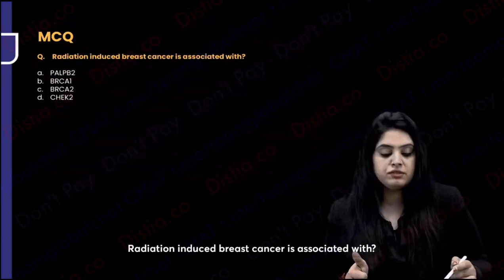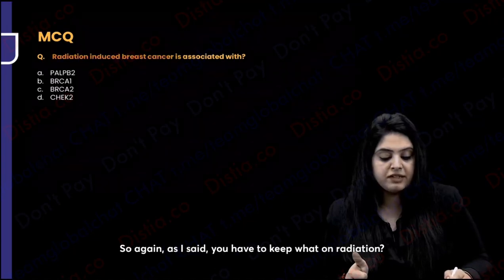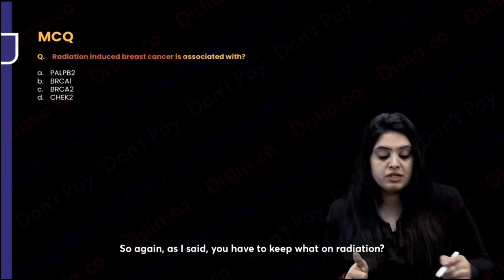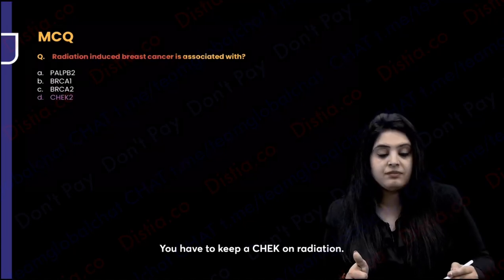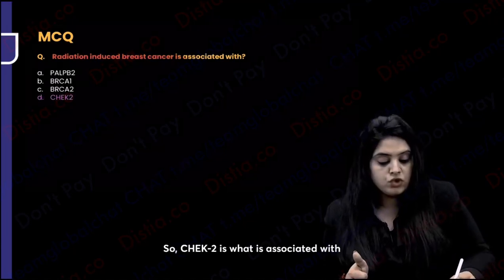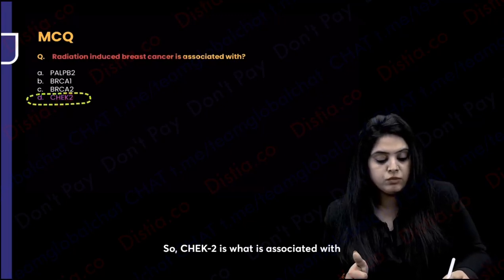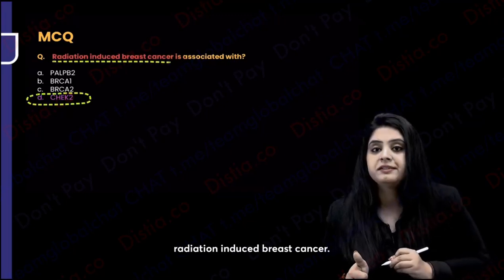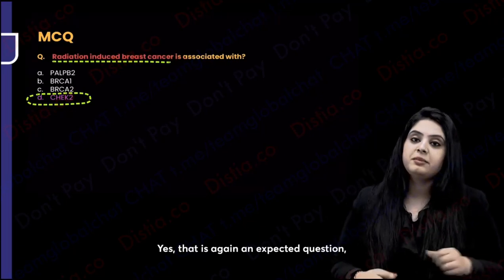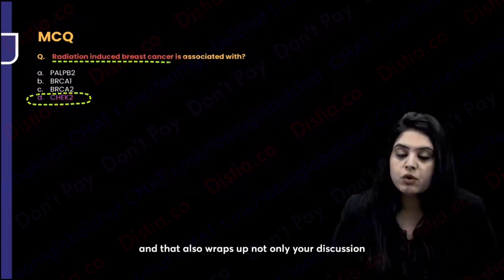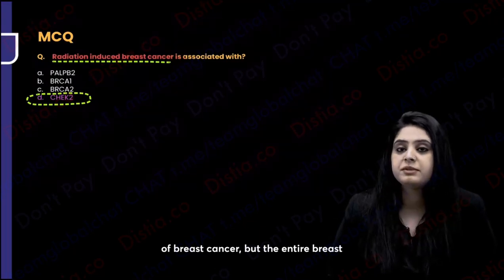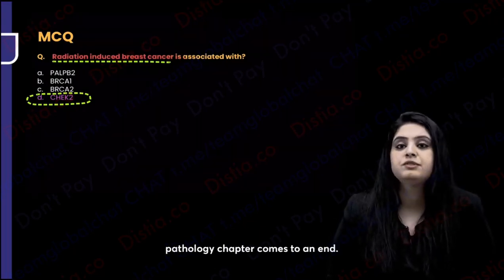Radiation-induced breast cancer is associated with, so again, as I said, you have to keep a check on radiation. So check 2 is what is associated with radiation-induced breast cancer. Yes, that is again an expected question, and that also wraps up not only your discussion of breast cancers, but the entire breast pathology chapter comes to an end.